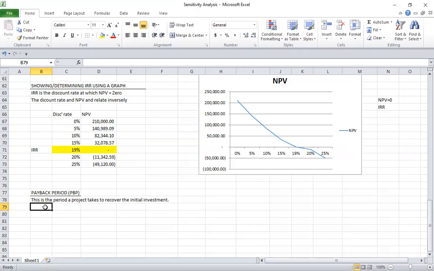When you take a shorter period. Yeah, when you take a shorter period, yeah? So in project evaluation, the less the PBP, the better. The less the payback period, then of course the better. All right.